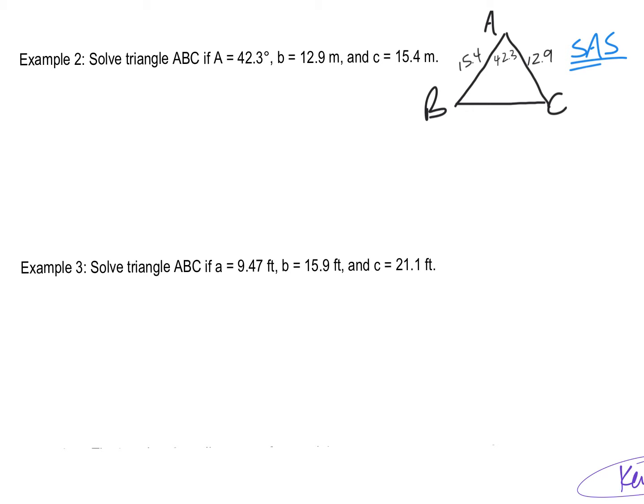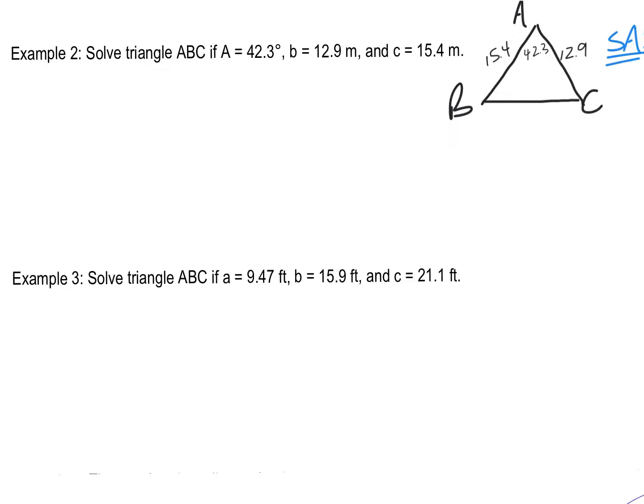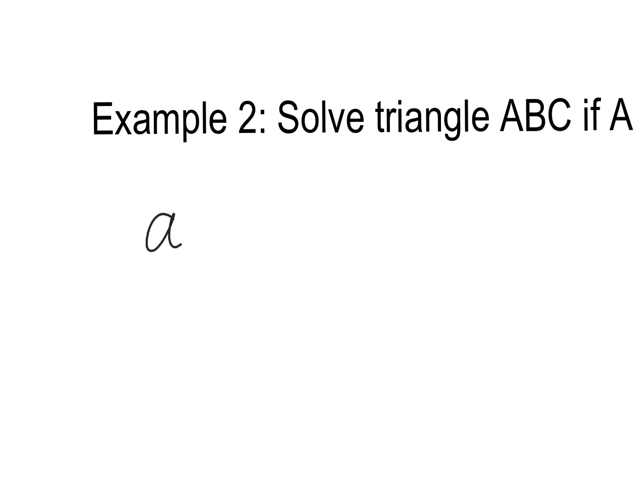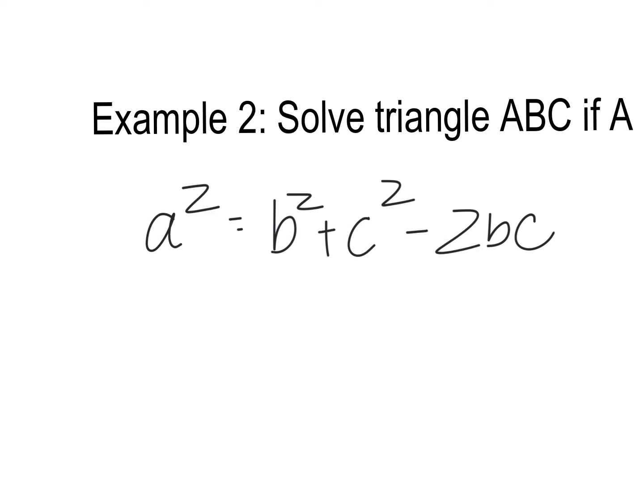For side, angle, side, we use law of cosines, and so I'm going to start by using my formula. The angle that I have is angle A, so my formula is going to start with A squared. Based on what angle you're given, this is angle A, that means I'm going to start my formula with A squared. So A squared equals B squared plus C squared. Remember, it starts out like Pythagorean theorem, minus 2BC, you still use these two letters here, and then cosine A.